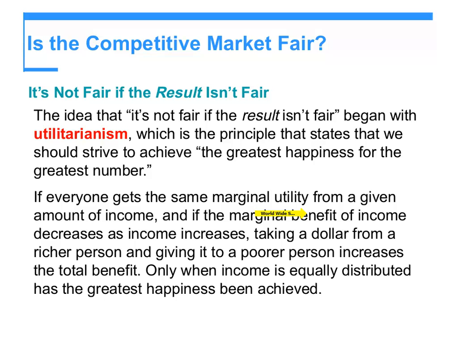So if everyone gets the same marginal utility from a given amount of income, and if the marginal benefit of income decreases as income increases, taking $1 from a richer person and giving it to the poorer person increases the total benefit of the society. So only when income is equally distributed is there the greatest happiness benefit. So based on utilitarianism, the best way of reaching the maximum competitive market and maximum marginal benefit is when you have the income well, fairly and equally distributed.